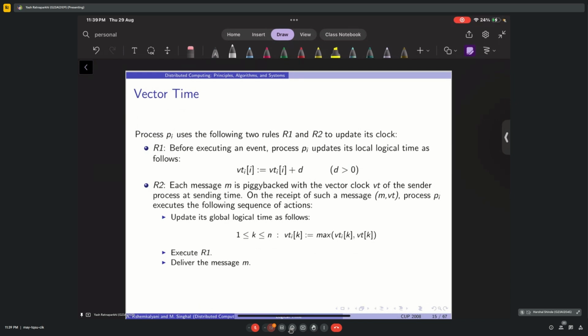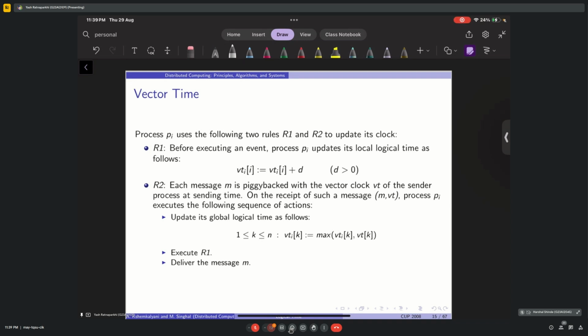Again, as in the scalar clock, where there were two processes, P1 and P2, in the same way there will be two processes in the vector clock also. Rule number one and rule number two, same to same, nothing different. First of all, update your own local clock, so VTi[i] will be VTi[i] plus d. And the second one, again the same: find the max of the two.